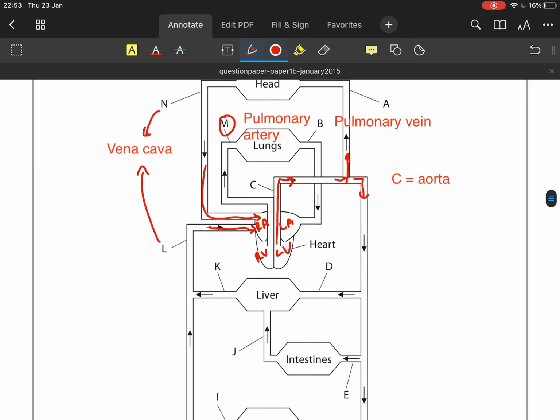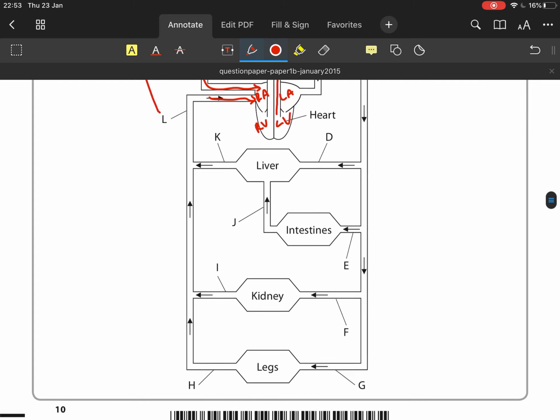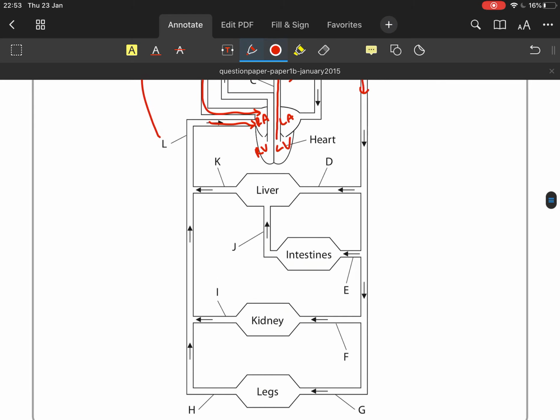So, for the rest of this we might need to just know some of the names, but these are all carrying, so these here, they're all going away from the heart. So this one, this one, this one, this one, are all going to be arteries. We know the name of these arteries depends on where they're going. So D is going to the liver, so it would be the hepatic artery. F, for example, is going to the kidneys, it would be the renal artery.